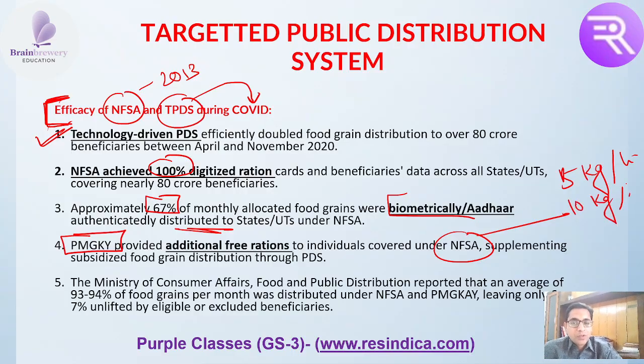Okay, so the Ministry of Consumer Affairs and PDS reports an average of 93 to 94% of the food grain per month was distributed under the National Food Security Act and Pradhan Mantri Garib Kalyan Anna Yojana, leaving only 6 to 7% unlifted or excluded beneficiaries. That means we were able to provide food grain to 93 to 94% of the people who are in need. Only around 6 to 7% of people have been left behind because they were excluded from the beneficiary list.